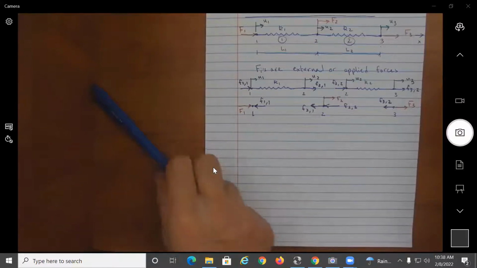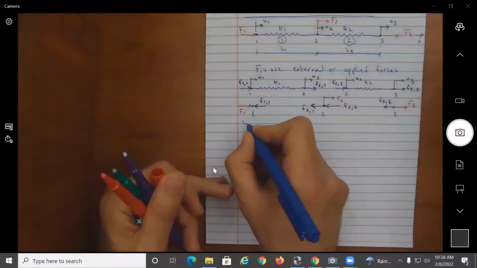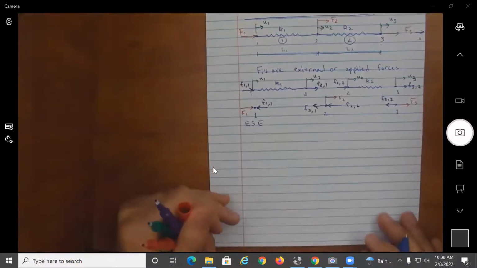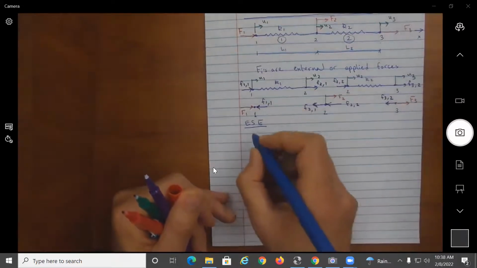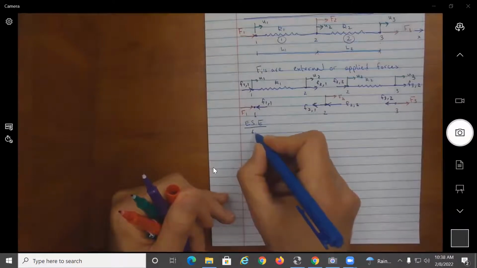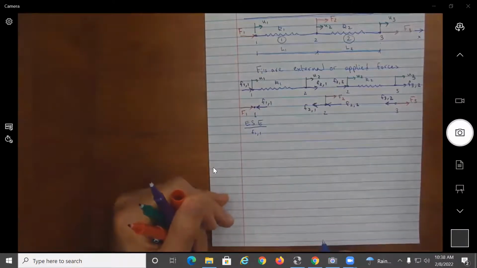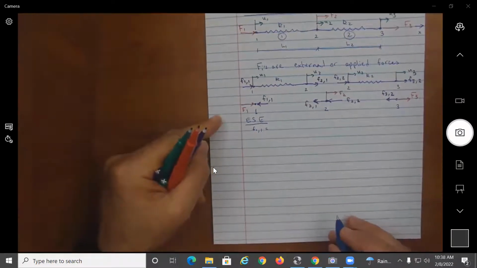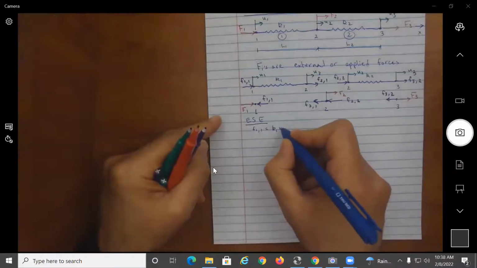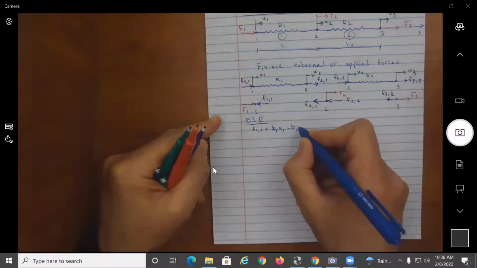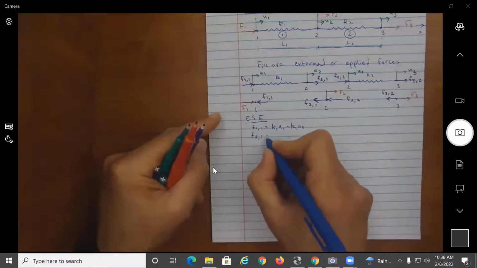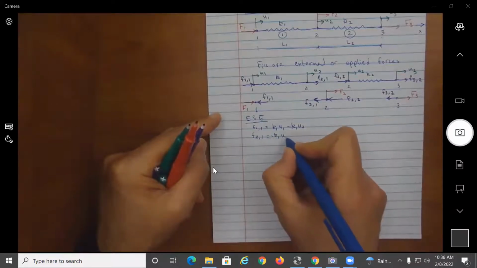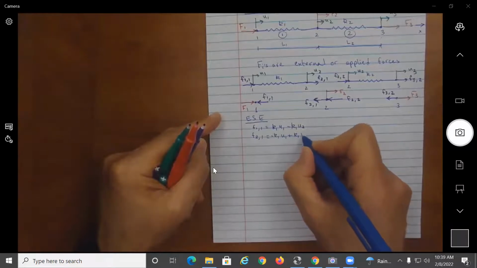Next, I'm going to write the element stiffness equations. I'm going to write them for element 1 and for element 2. So for element 1, I have F11 equal to K1 U1 minus K1 U2, and F21 is equal to minus K1 U1 plus K1 U2.